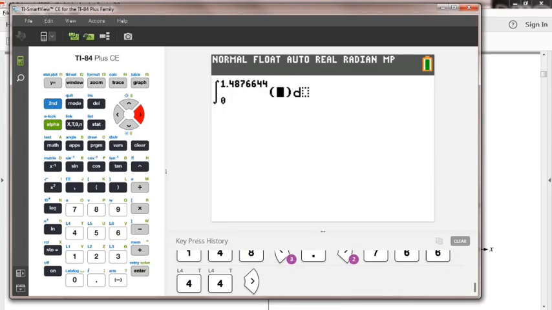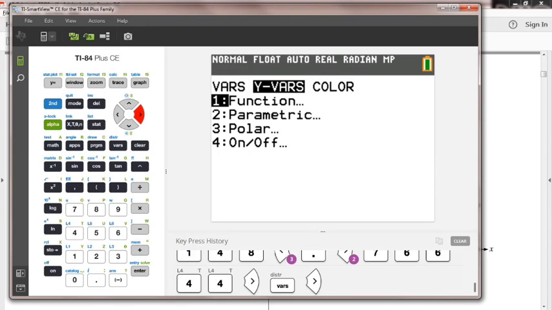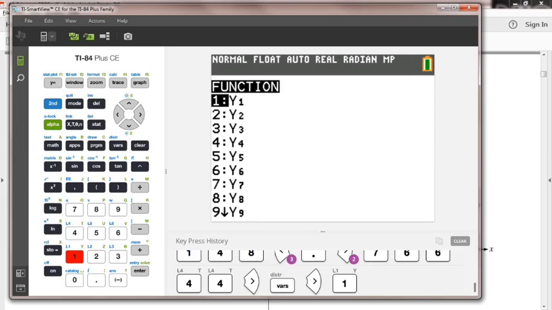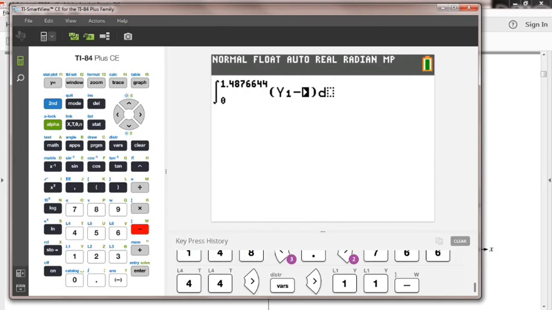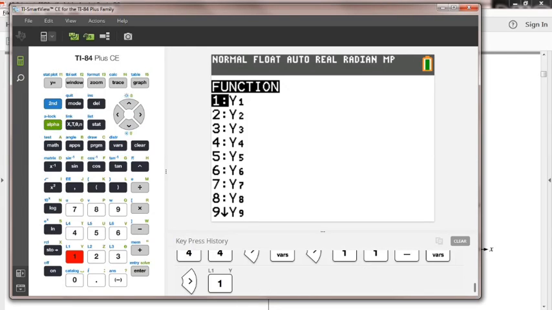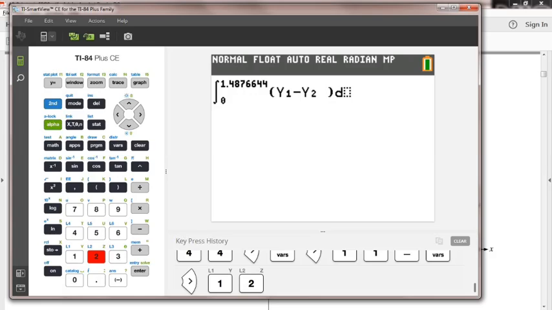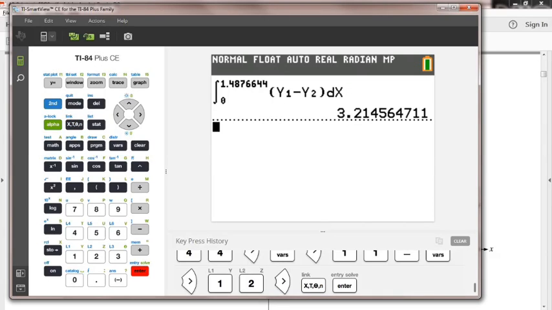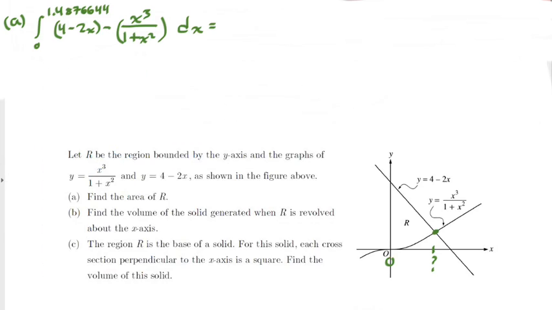Now check it out. I'm going to use my y vars. We say vars, then go to y vars, and in the function window I want y1, and then minus vars, y vars, function, y2, and then I put an x right there. If you don't put an x right there, you'll get a syntax error. I hit enter, I get my answer. 3.215. I'll round that one. There's your answer. That's the area of the region R.